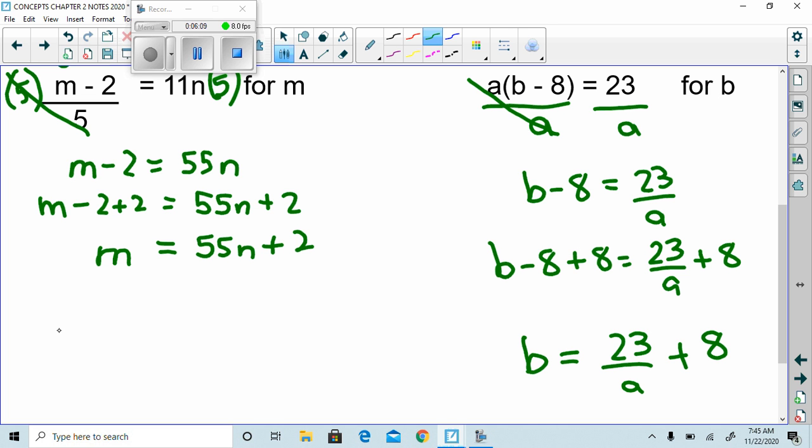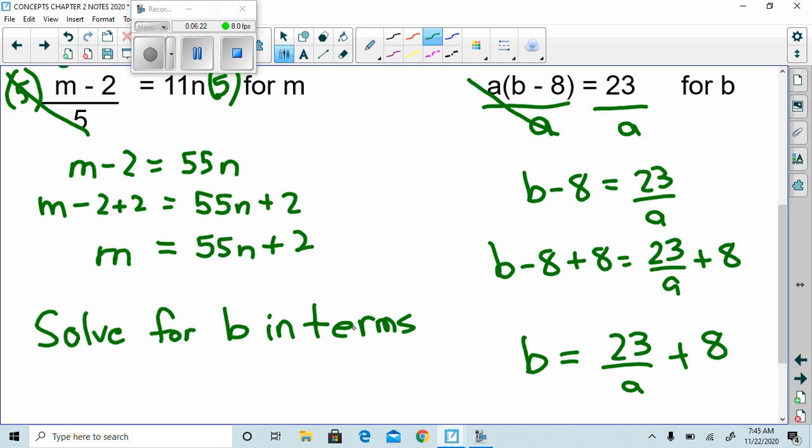You'll sometimes see the expression solve for, in this case, solve for b in terms of a. It might have an expression like that as your goal. It might just say isolate b. And that's our literal equations solving for one of the particular variables. There's one additional step, which is what happens when there are variables on both sides, but I'll save that one for next class.